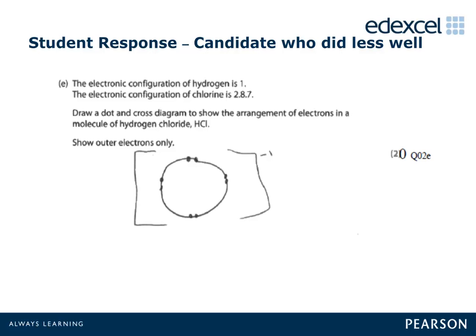The next 4 slides are about the dot and cross diagram in question 2E of the foundation tier paper. Take a moment to read the question on page 7 of the question paper. You may wish to pause the video at this point to read the question.